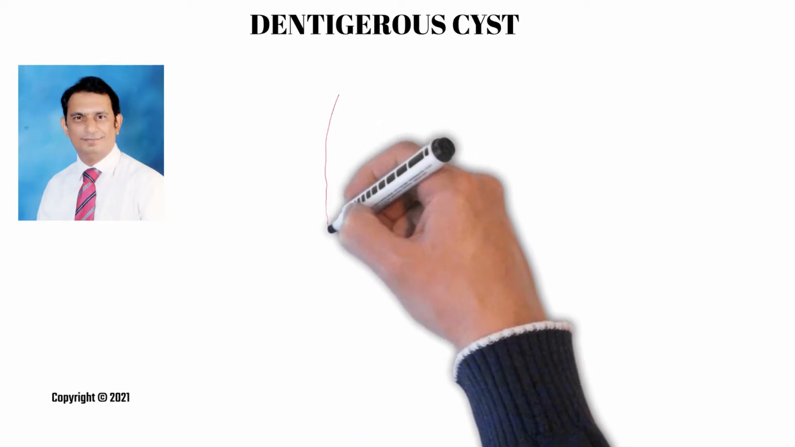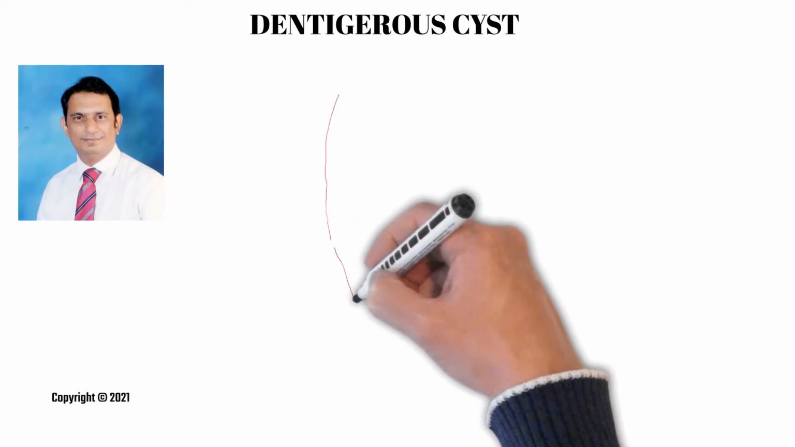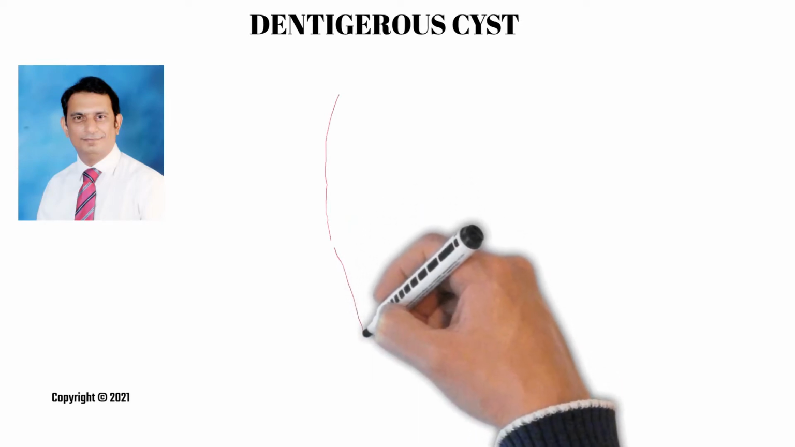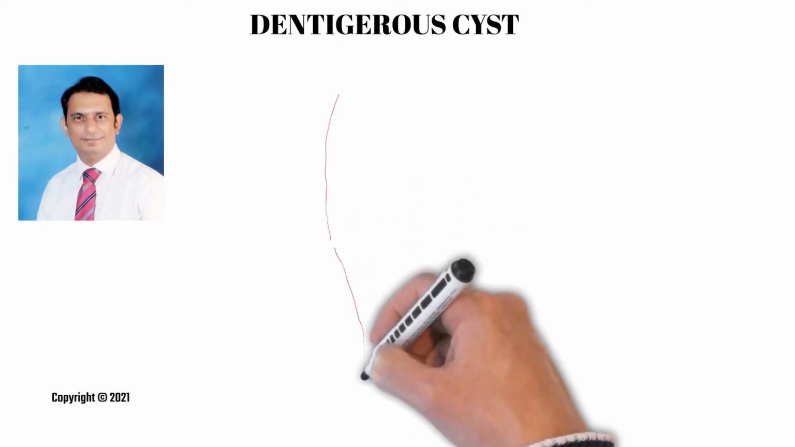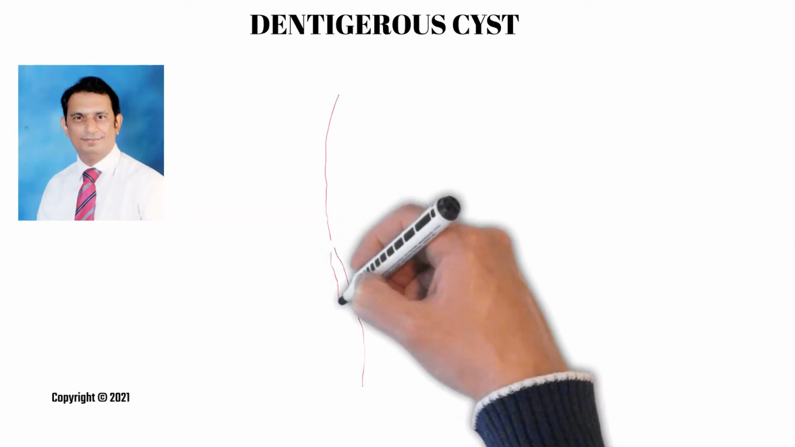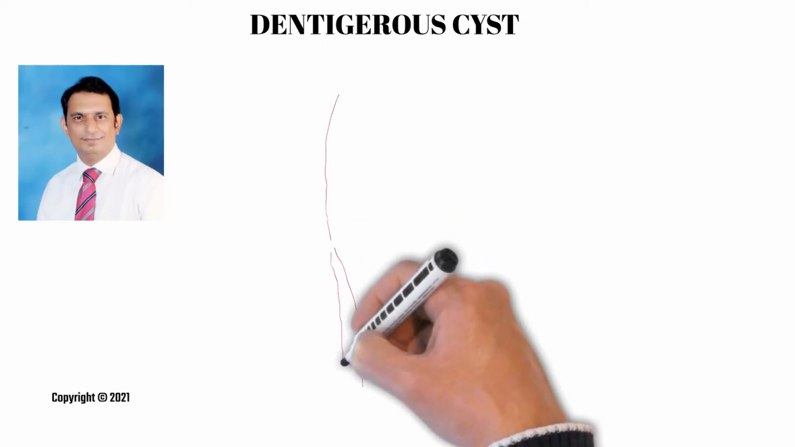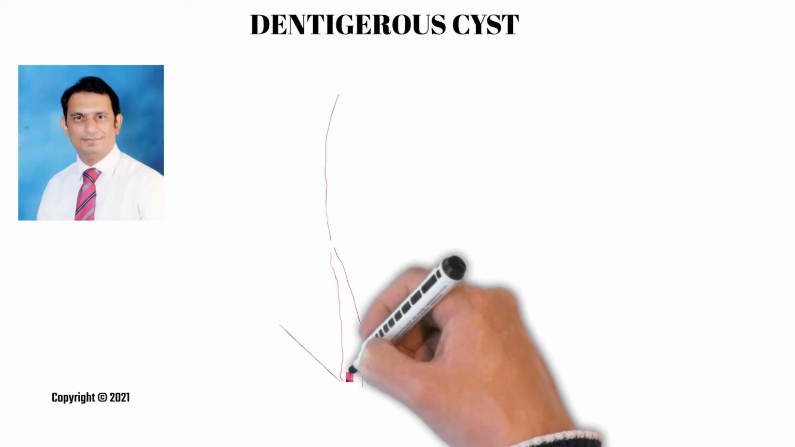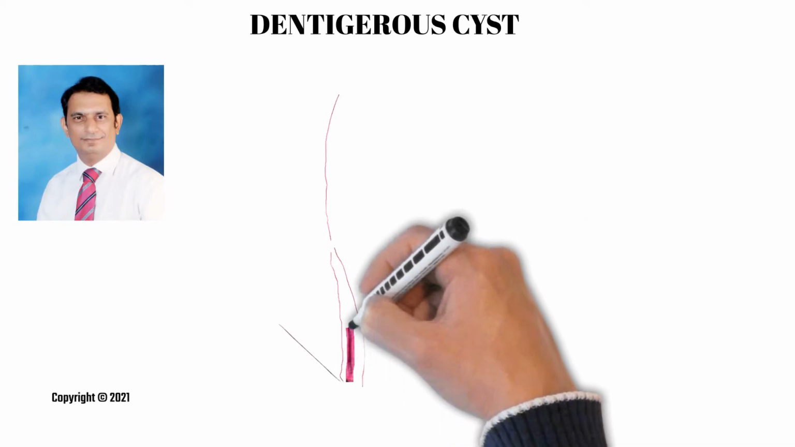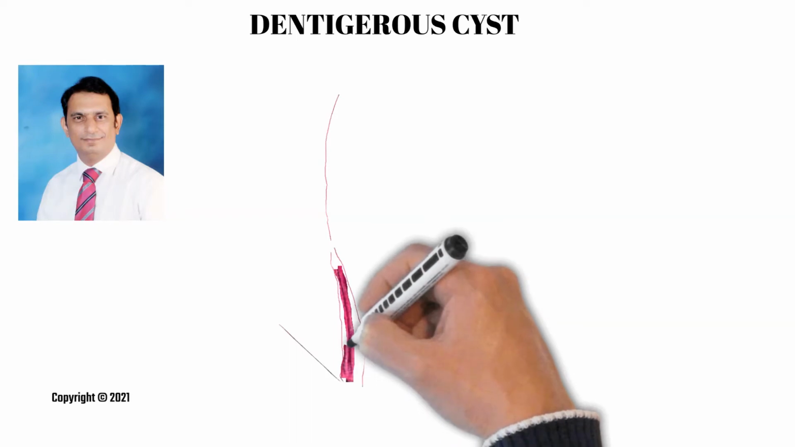Next, we talk about the dentigerous cyst. So we first draw the outline of the cemento-enamel junction. We draw this cementum downward. It's growing. The cementum is thinner than the enamel. We also try to finish the complete cementum this way.